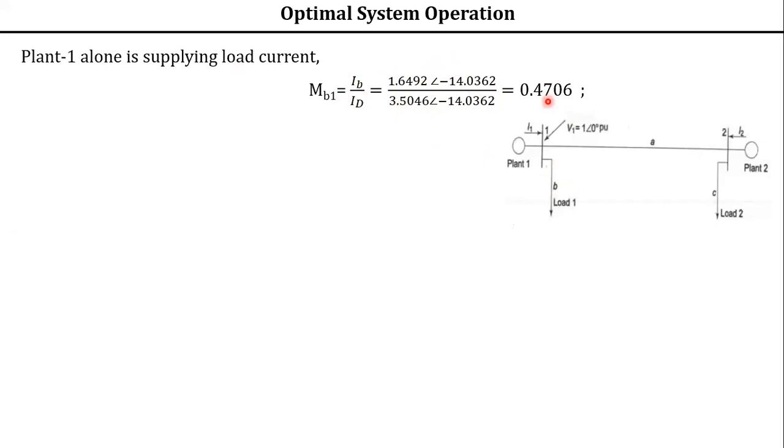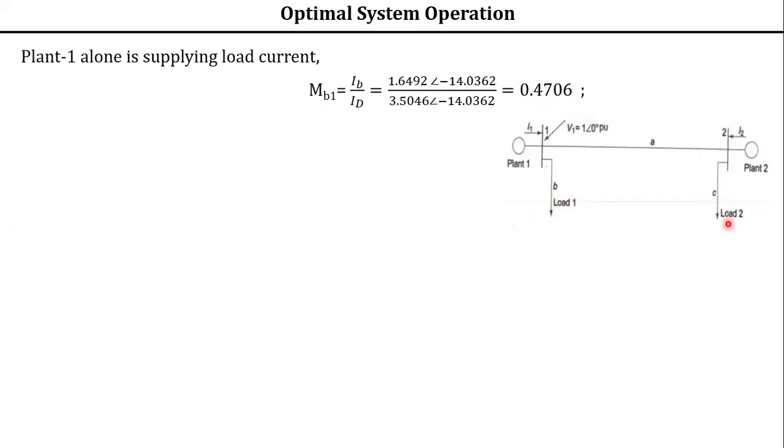Remember, the current distribution factor values are always real values. I have explained the reason why they are real values while explaining the theory. So 0.4706 is your MB1 for this branch.